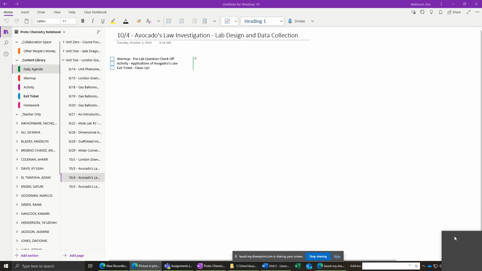Morning, everybody. So today we have our lab investigation over Avogadro's law. So should be interesting. There's a lot of new techniques involved in this particular lab. That was one of my primary purposes in designing this lab: to introduce us to how we collect gas and thus get a volume from it, because it's kind of difficult to do with gas.